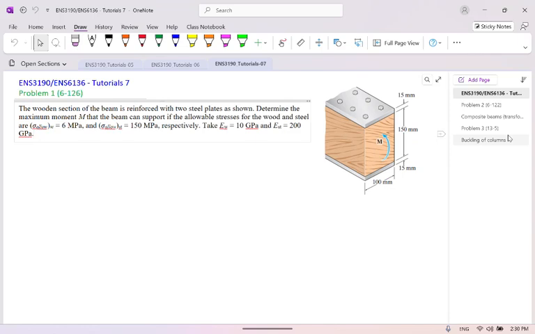Thanks for coming to our tutorial 7. As mentioned, tutorial 7 covers two parts. One is for the composite beam. The other part is on buckling.